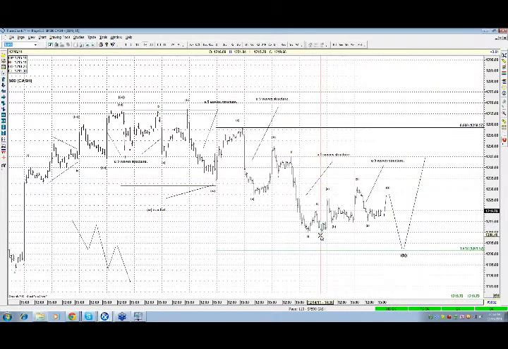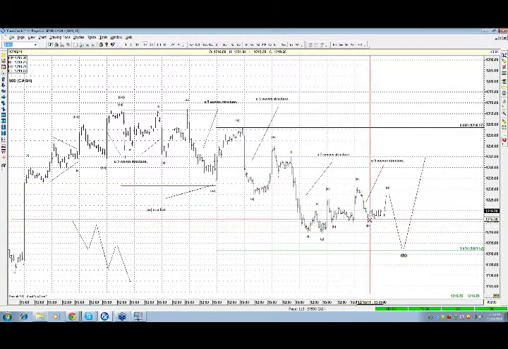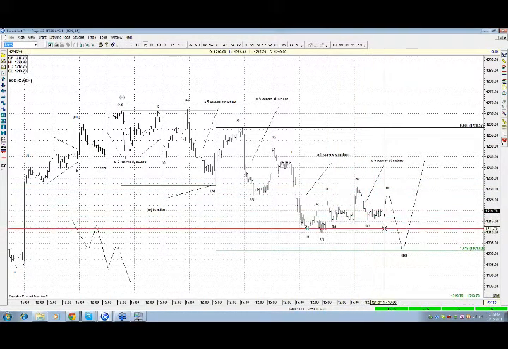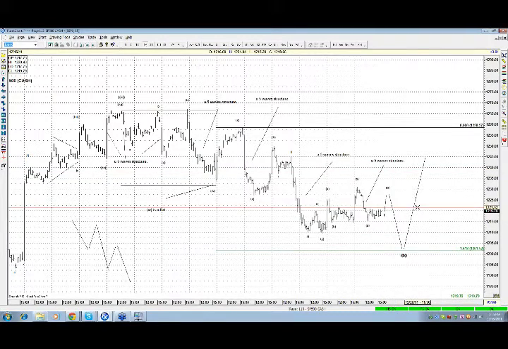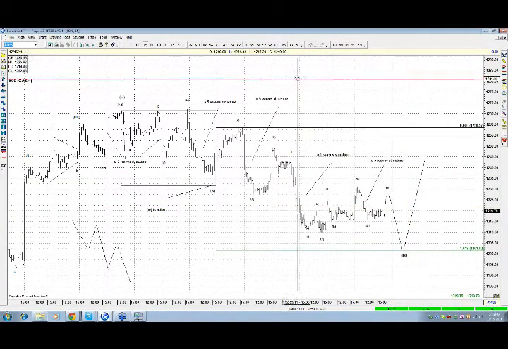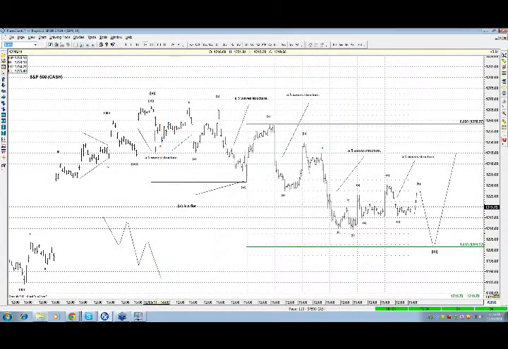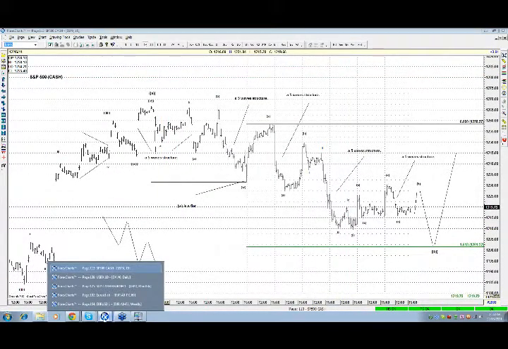Unless this is the low, and we have 1, and then A, B, C, and then a regular 2, but it needs to explode to the upside on Monday on the S&P. That's what I like on the S&P, guys. Technically, that's what I like. Now, the euro. Let's go to the beloved euro.